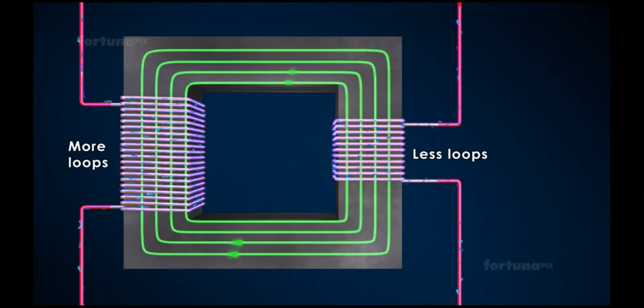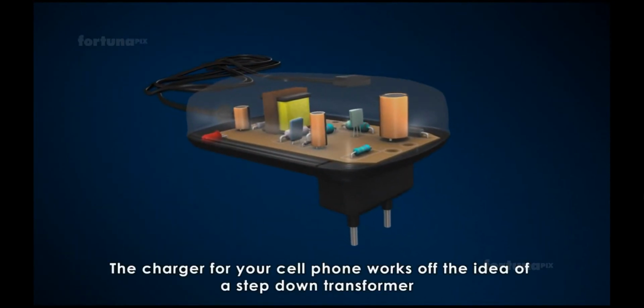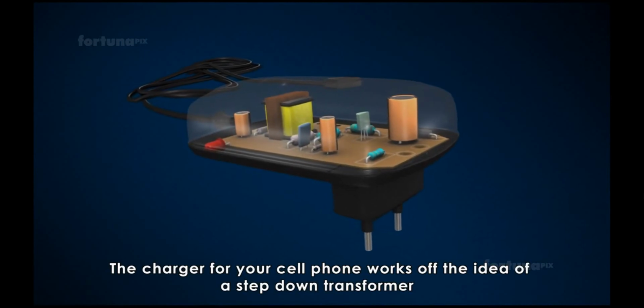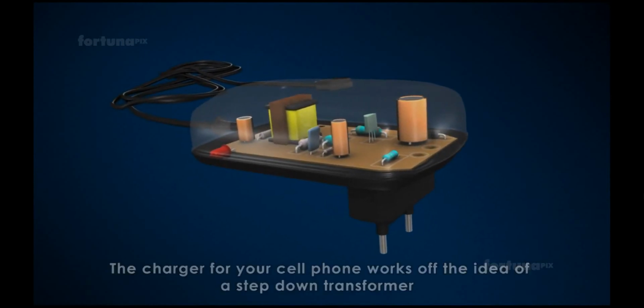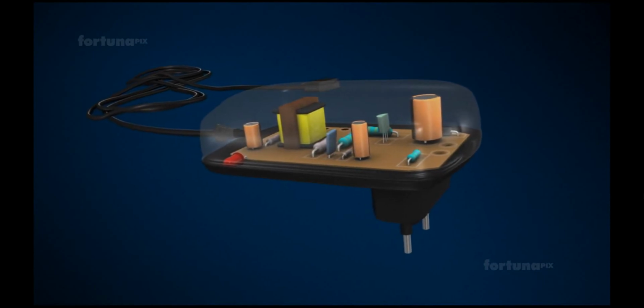If the number of loops in the secondary coil is less than the primary coil, then this is known as a step-down transformer. The charger for your cell phone works off the idea of a step-down transformer, permitting a safe voltage to be delivered to the electronic circuit inside it.